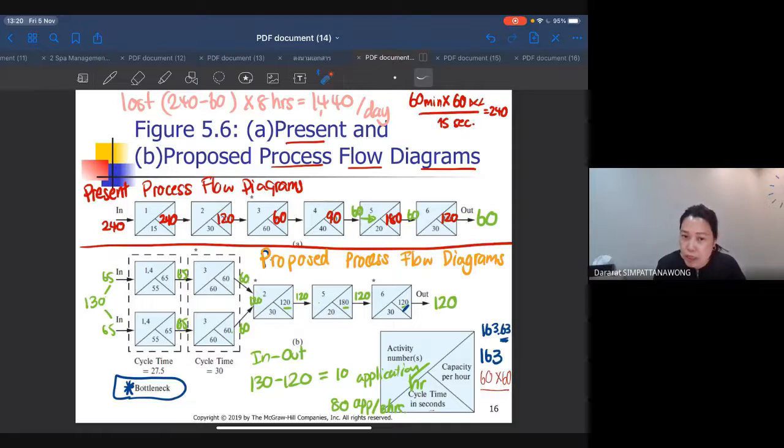So did you understand my answer, Ratanaporn? Okay. Anyone else in this class who does not understand this process flow and the way to calculate the capacities?